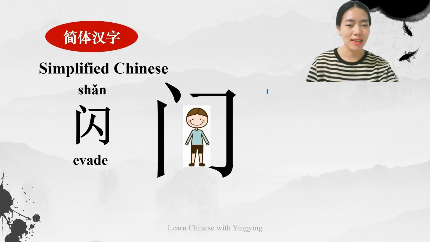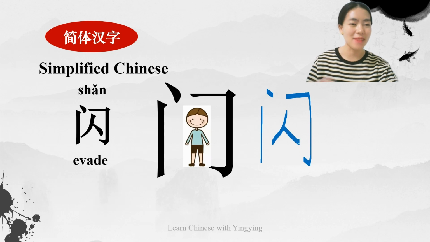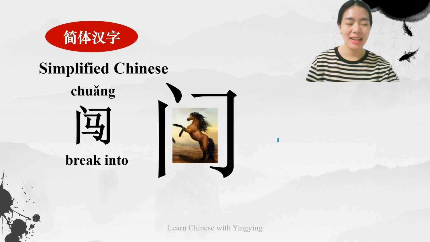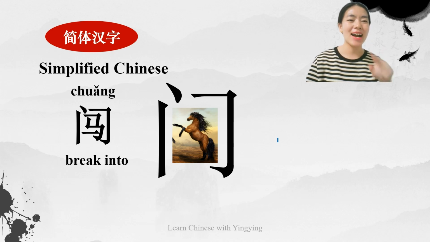So this is a door. A person inside a door. It means evade. So this is 闪. 闪. It means evade. The next word we are going to learn is 闯.